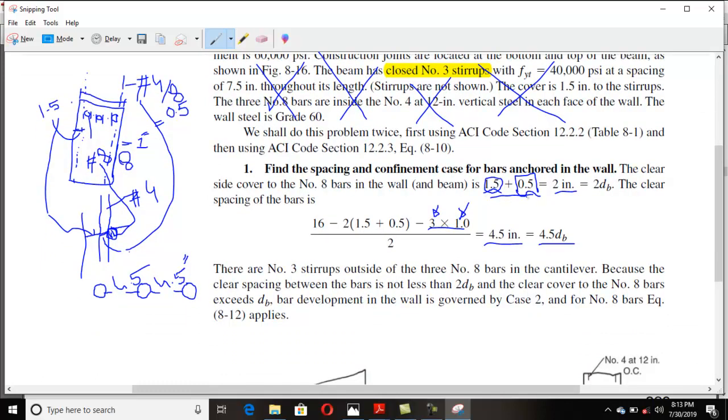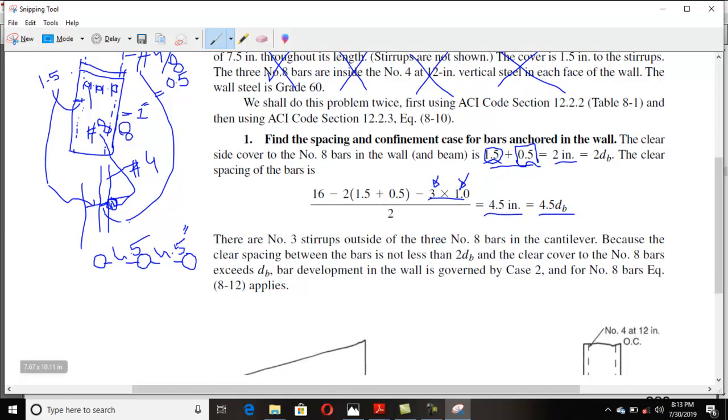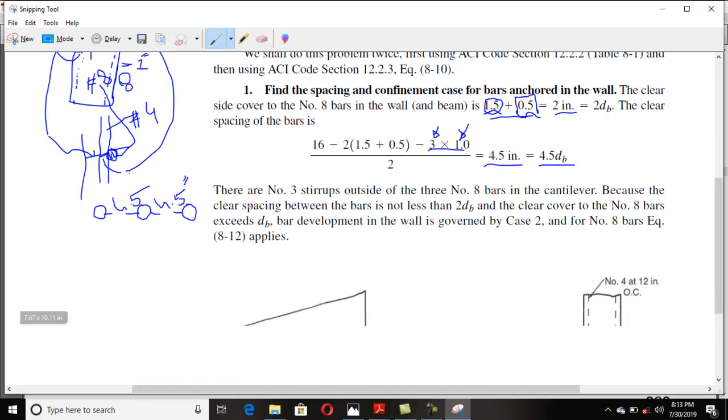We are just trapped here on where this 0.5 comes from. I made a little mistake in that lecture, so here I will find that error, what we actually did. Okay. There are number 3 stirrups outside of the 3 number 8 bars in criteria 1. Basically it was given that this is the wall and this is the beam, so in this beam the steel bars are provided here and there are stirrups.